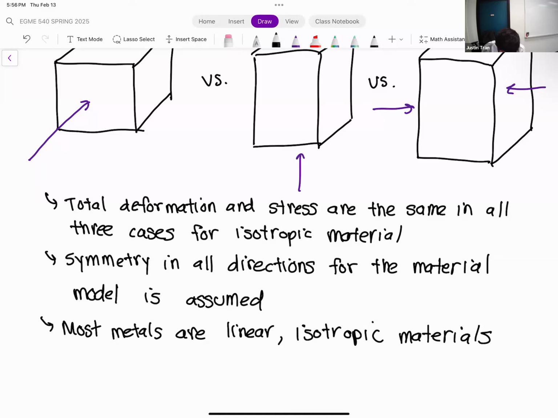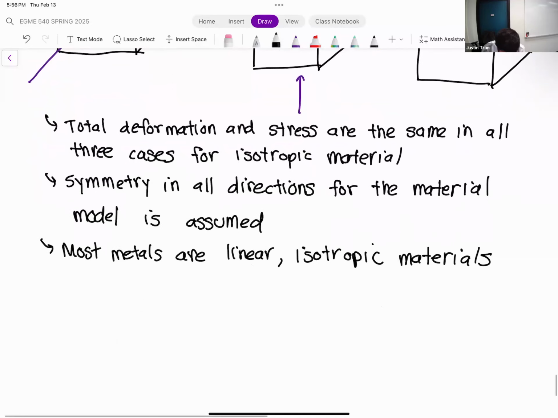Any questions on this so far? Okay, good. Another property of the linearity of a material is that, as you increase the loading on a linear material, you can generally expect the deformation to increase linearly as well.